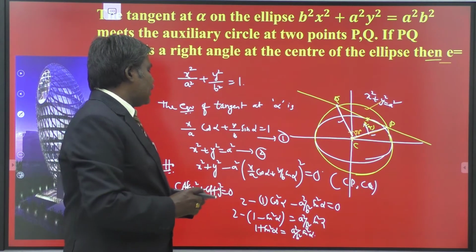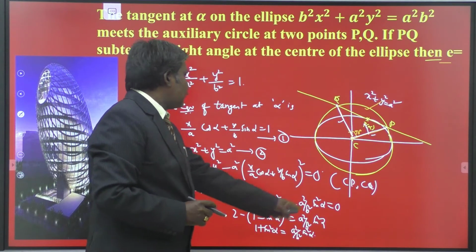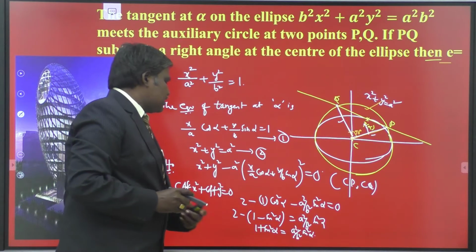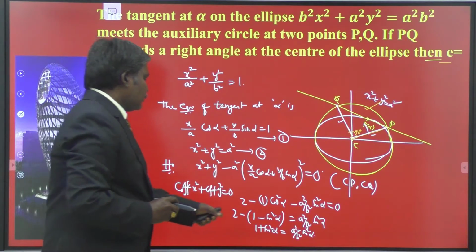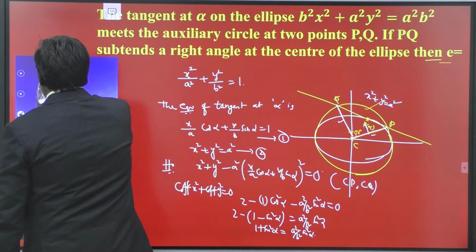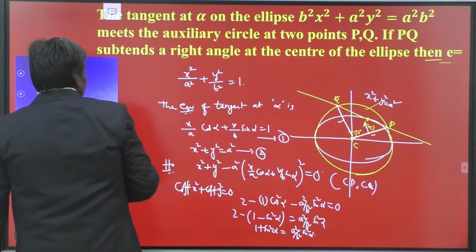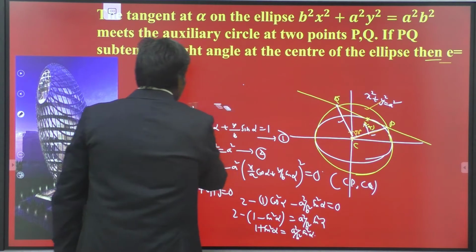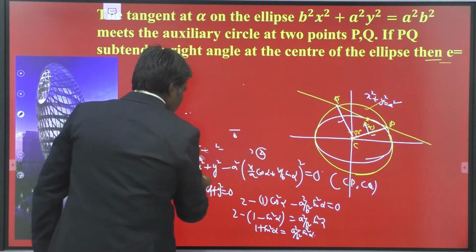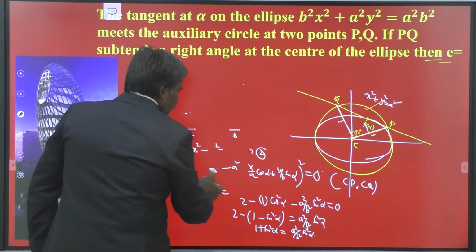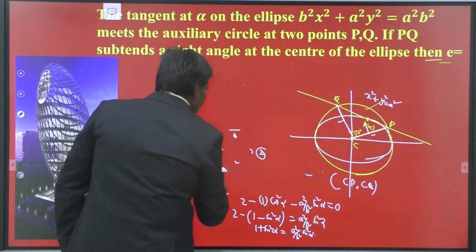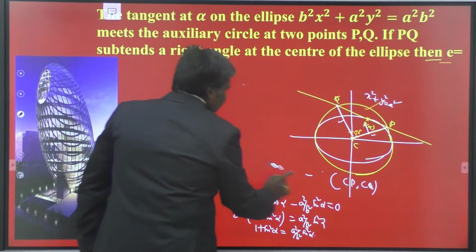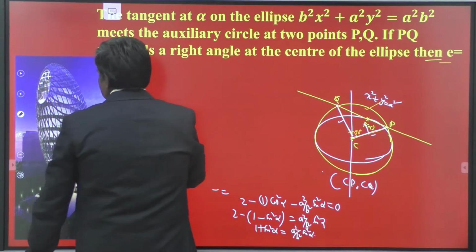We have to evaluate the value of e in terms of alpha because the data is given in terms of alpha. From this equation itself you have to evaluate the value of e. Now let us try to evaluate that. I am erasing this. So by equating the coefficient of x square plus coefficient of y square to 0, we have that condition. From this condition, you have to evaluate the value of e.